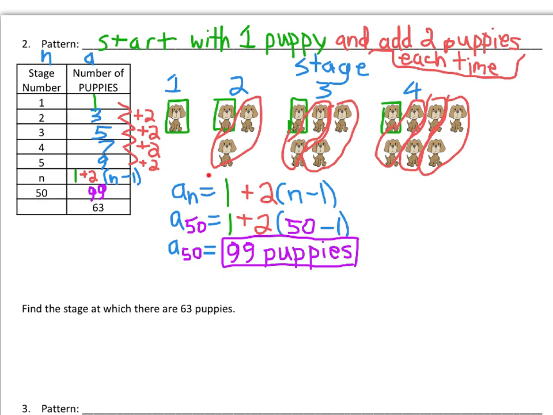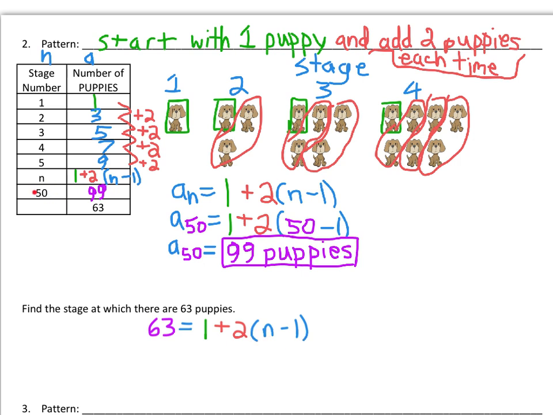Use the same idea then from this equation and see if you can go backwards to find if there's 63 puppies, what stage did that happen at? Try to solve that next problem. Otherwise, that's going to look like this as an initial setup. 63 equals 1 plus 2 times the quantity of n minus 1.